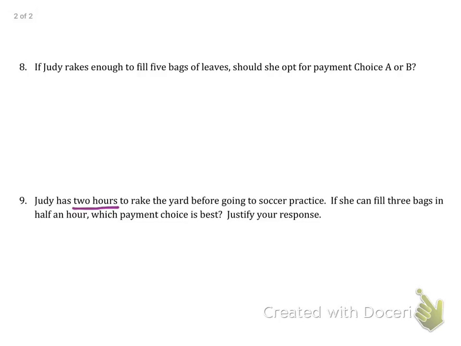It says Judy has 2 hours to rake the yard before going to soccer practice. I'm going to do this graphically and draw a little picture of how much time she has left. She says she can fill 3 bags in half an hour. So which payment is best? Well, here are my 2 hours. Okay, 1 hour there and 1 hour there. That's 2 hours before going to soccer practice.